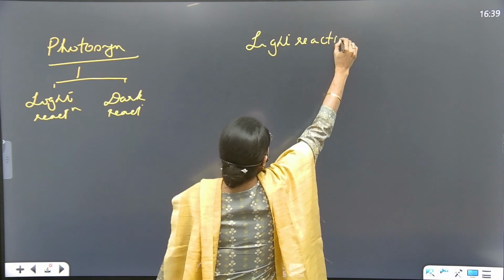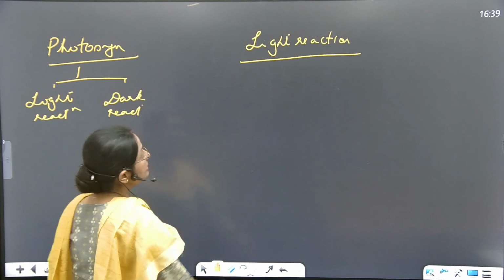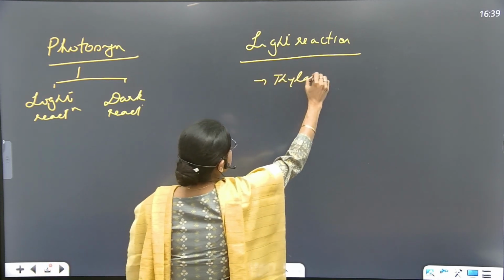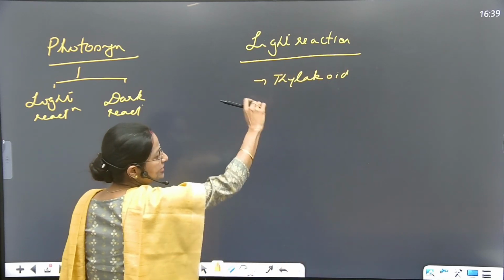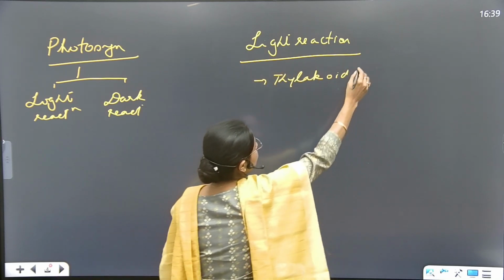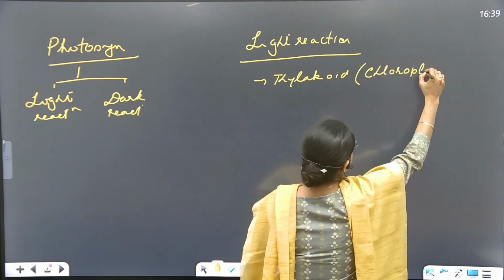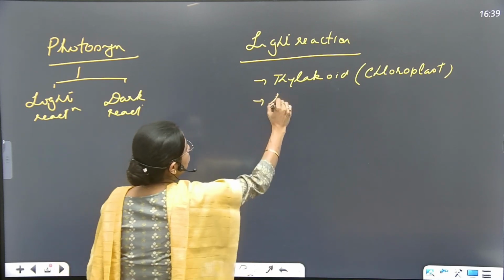So to understand the summary of light reaction, the first point: where does light reaction happen? In the thylakoid. Where is the thylakoid present? Inside the chloroplast, right?